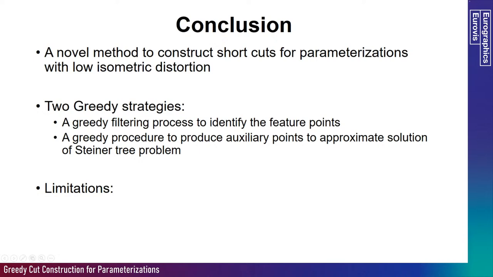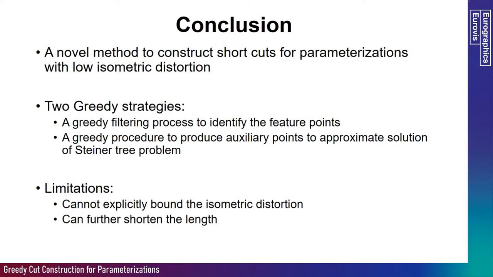However, there are also some limitations. Although our method tries to detect necessary feature points in order to reduce isometric distortion, we cannot explicitly bound it. At the same time, for around 20% of the examples, our method generates longer cuts than the OptiCuts method. This indicates that our output leaves room for improvement in reducing cut length. Therefore, efficiently and effectively reducing cut length while bounding isometric distortion is an interesting direction for future research.